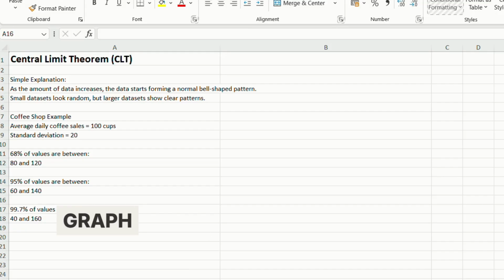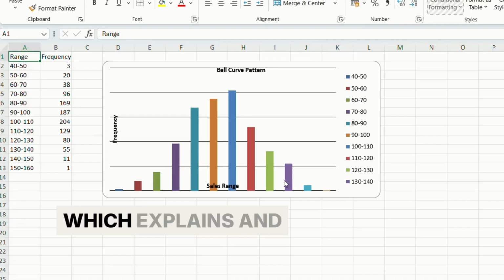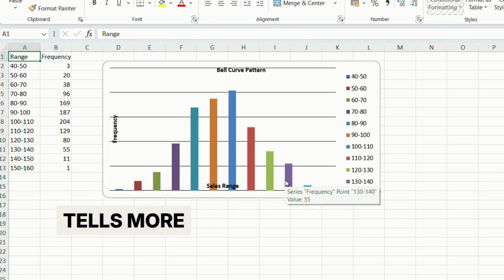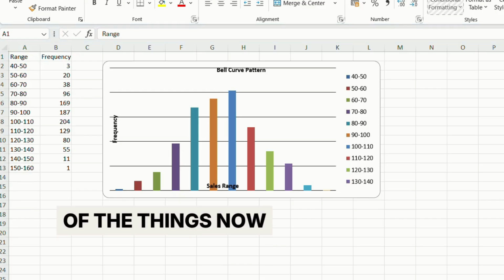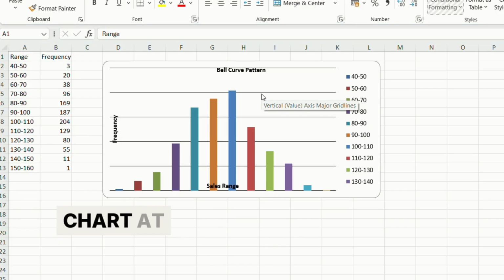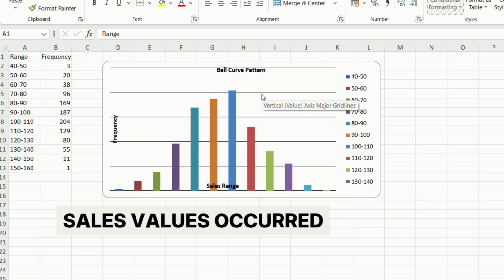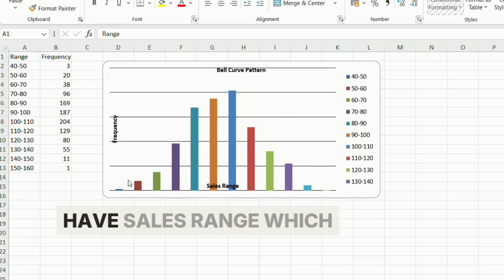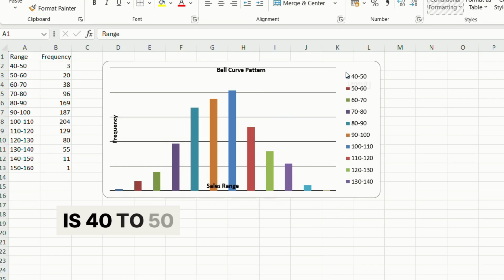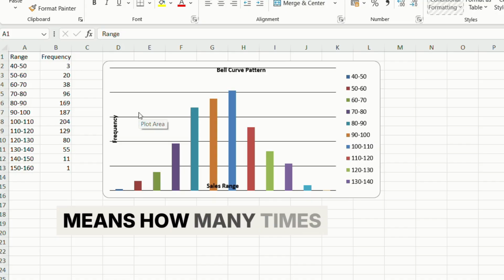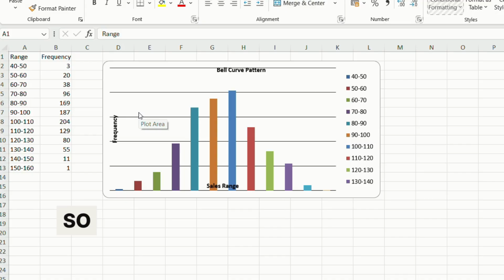So this is our graph, which explains and tells more. Now let's understand this distribution chart. At first this graph is just bars going up and down, but what this chart tells us is how often different coffee sales values occurred. On the bottom axis we have the sales range, which is 40 to 50, 50 to 60, 60 to 70 and so on. On the side axis we have frequency, which means how many times those values appeared.